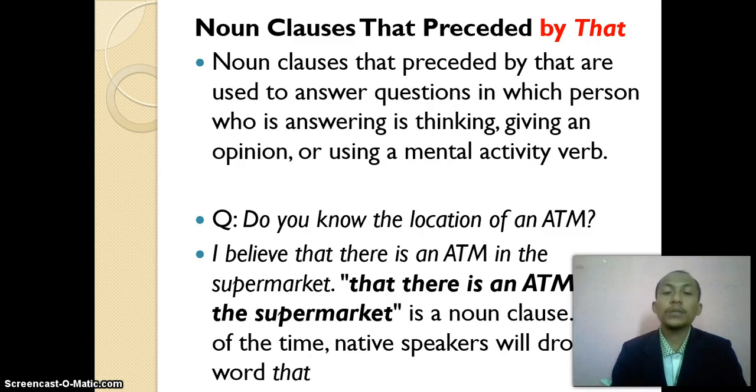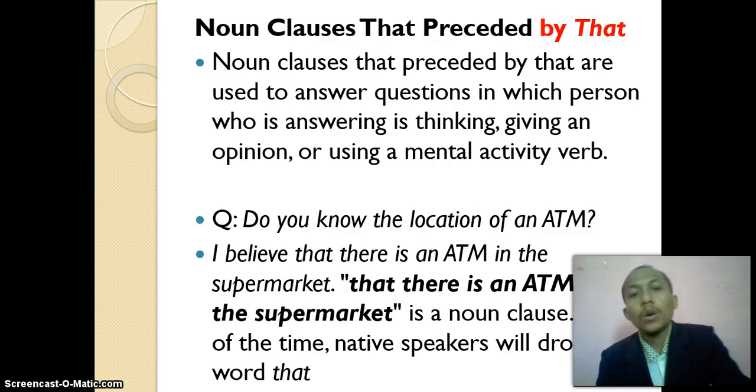Do you know that? Do you know the location of Aptien? Do you know the place of Mojokerto Town Square? Do you know the place to buy a mobile phone, something?